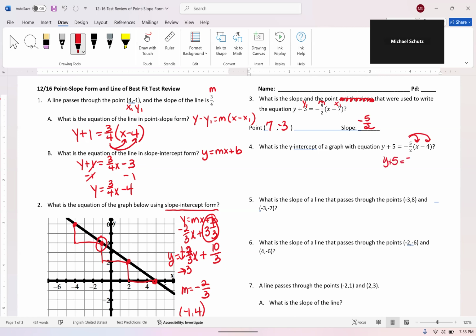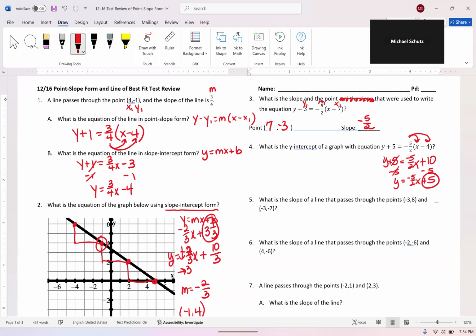So -5/2 times x is -5/2 x. Again, you're going to want to use your fraction key on your calculator here. -5/2 times -4 is +10. All right, and then we're going to subtract 5 from both sides. So we get y equals -5/2 x plus 5. So this number right here is going to be the y-intercept, 0, 5.